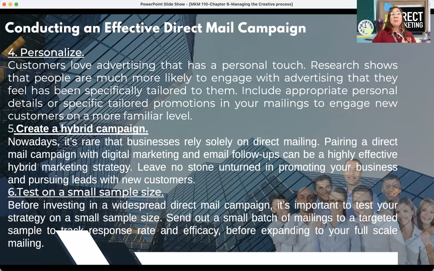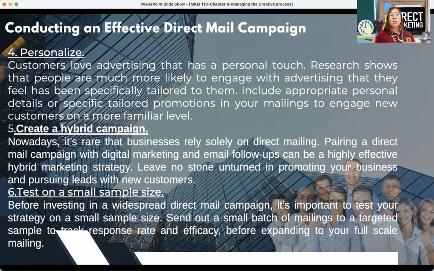Okay, next, the number 6 we have here is the test on a small sample size. So before investing in a widespread direct mail campaign, it's important to test your strategy on a small sample size. It only means that we should only try doon muna sa kakaunting population. Hindi kinakailangan mag-invest ng malaking pera just to send all the direct mail sa lahat ng mga consumers.